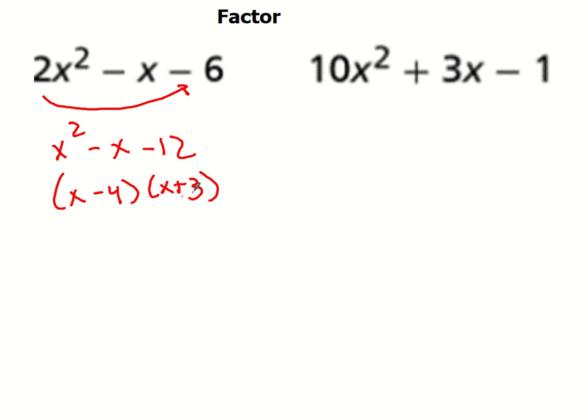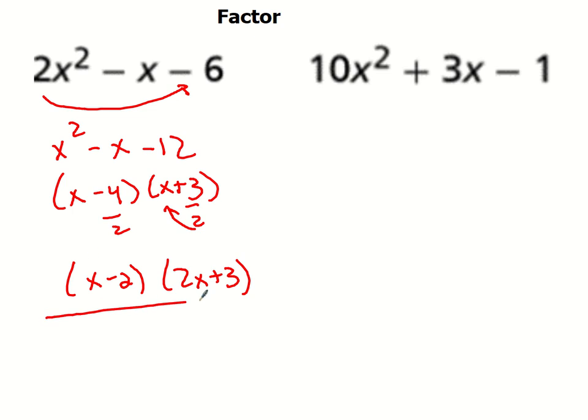Negative 4 times positive 3 is negative 12. Negative 4 plus 3 is negative 1. But now because I slid over the 2, I have to divide everything by 2. This simplifies to x minus 2. This does not simplify, so I bring this back up front. So that's 2x plus 3. And I'm done.